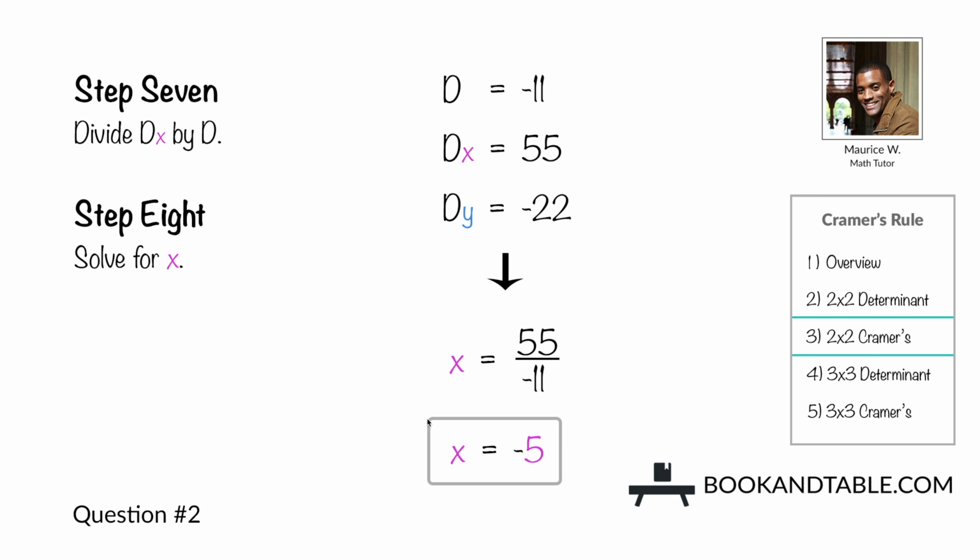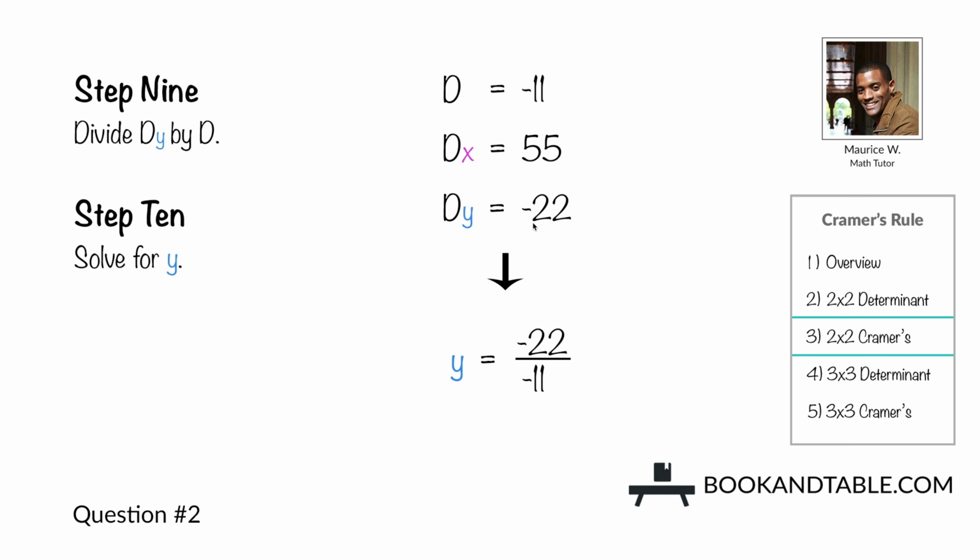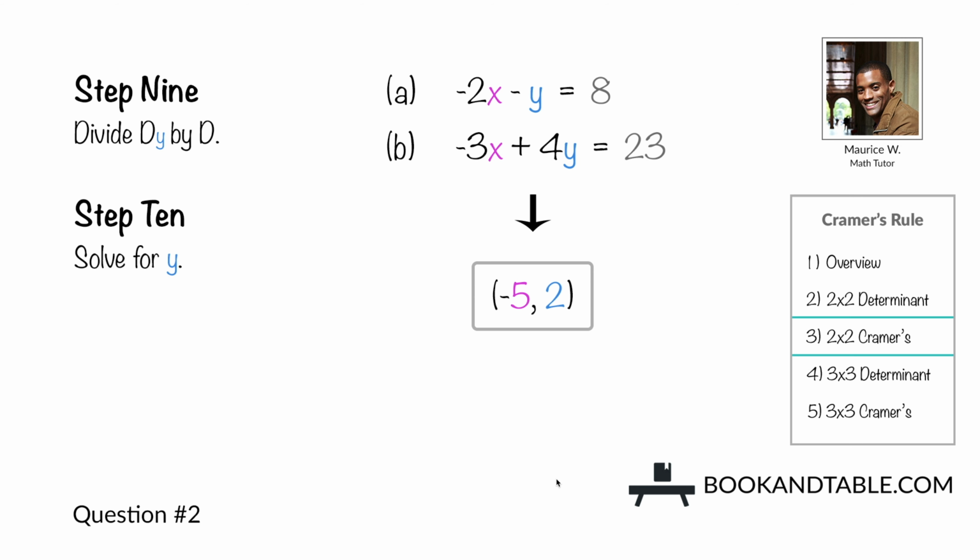And now for the y, we want to divide dy, which is negative 22, by d, which is negative 11. So y is equal to negative 22 divided by negative 11, which is positive 2. So we see that the solution to this 2 by 2 system is the point where x is negative 5 and y is positive 2.